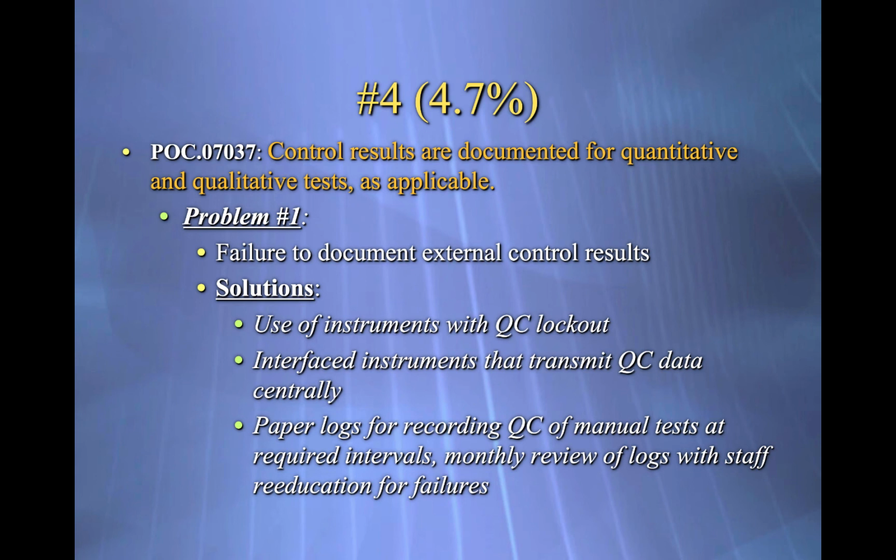Interfaced instruments: if you have something that can interface to the EMR, then it can transmit that quality control data centrally so it can be reviewed centrally. You may have paper logs for recording the QC for manual tests at required intervals, and monthly review of those logs with staff, and re-education if they aren't doing it, is part of your site audit process.